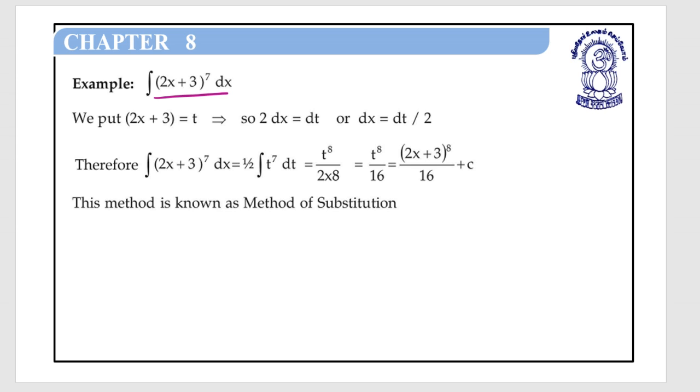So, integration of (2x + 3) raised to 7 dx. You can take 2x + 3 equal to t, because here the power is 7. You cannot multiply 2x + 3 seven times; it becomes a very lengthy procedure. So take 2x + 3 equal to t. This is a short and sweet method.